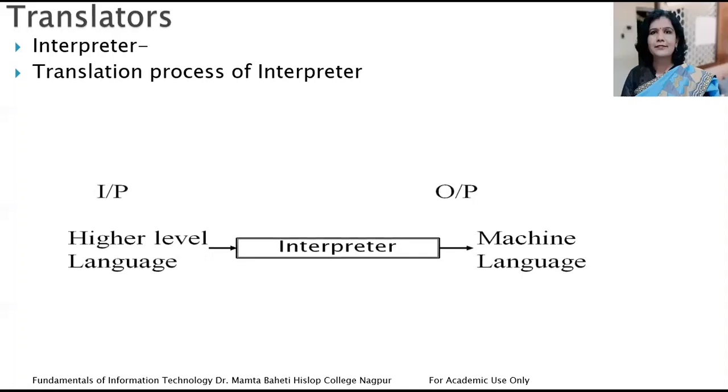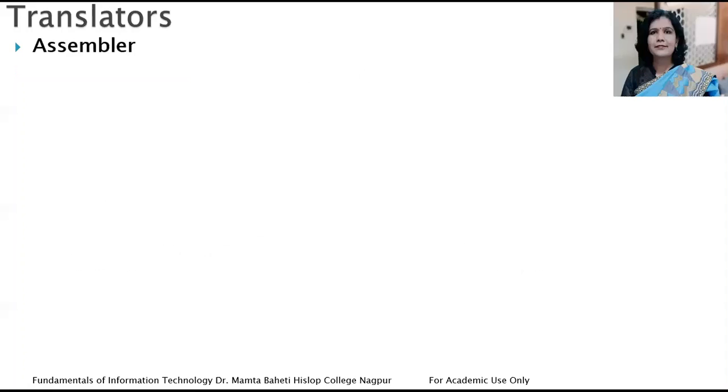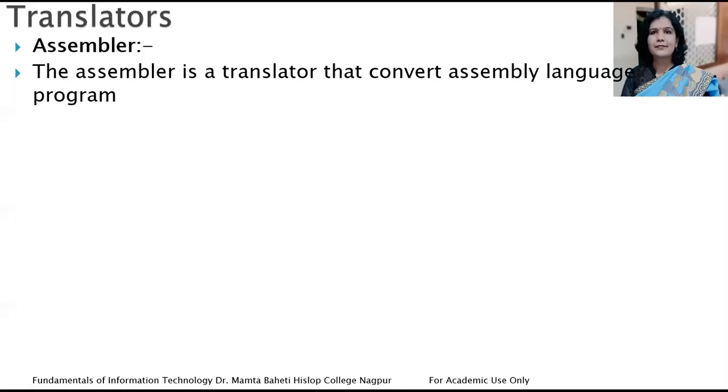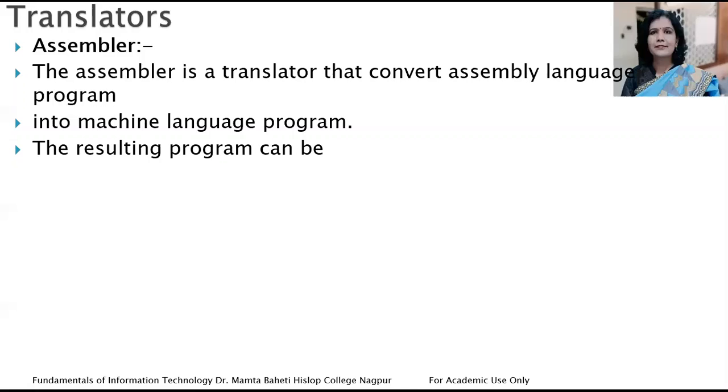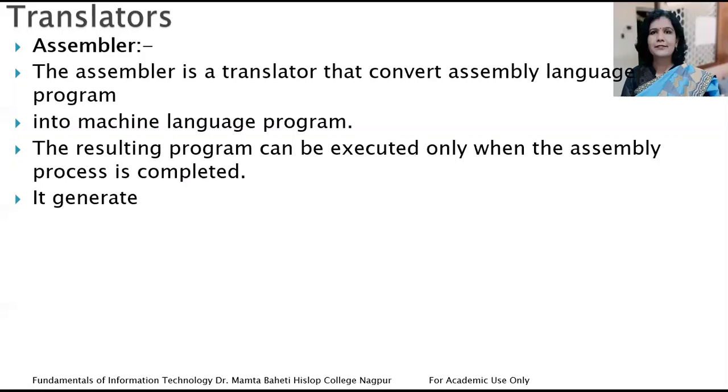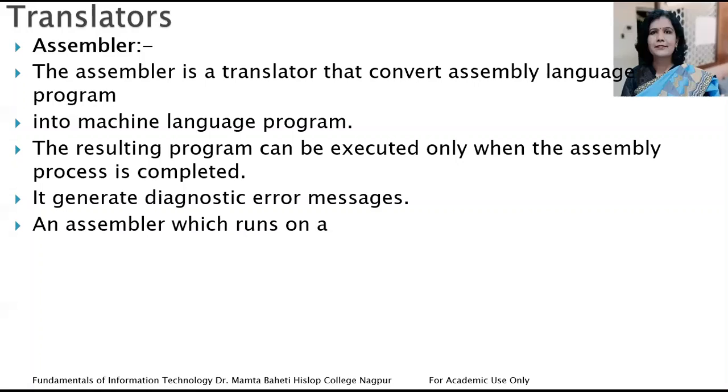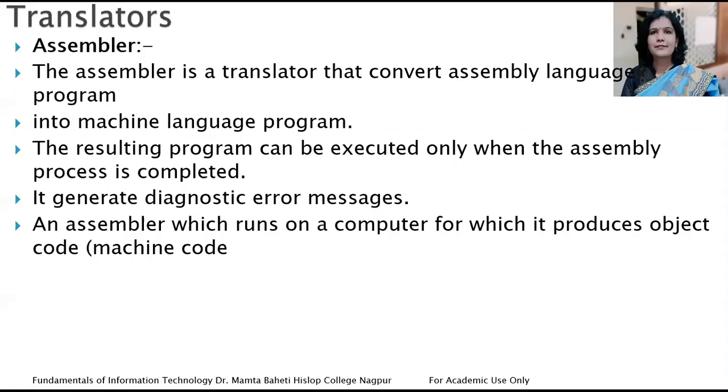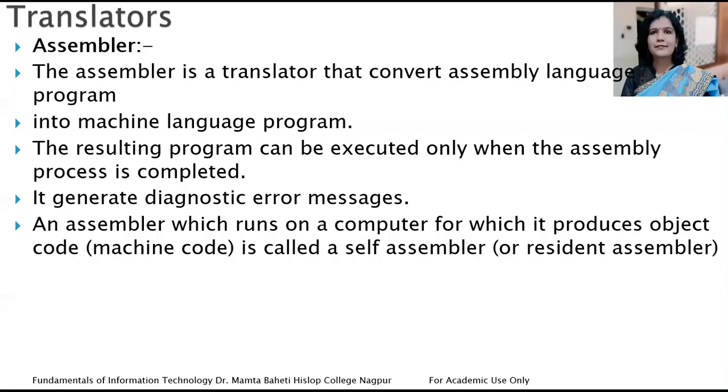इनपुट लैंग्वेज को डायरेक्टली लाइन बाय लाइन मशीन लैंग्वेज में कन्वर्ट किया जाता है. नाउ नेक्स्ट इज असेंबलर. असेंबलर इज द ट्रांसलेटर दैट कन्वर्ट्स असेंबली लैंग्वेज इनटू मशीन लैंग्वेज प्रोग्राम. So now the resulting program can be executed only when the assembly process is completed. It generates diagnostic error messages. So an assembler which runs on a computer for which it produces object code may or may not run on another one. Okay. So अगर वो खुद के लिए तो it is self assembler or resident assembler.